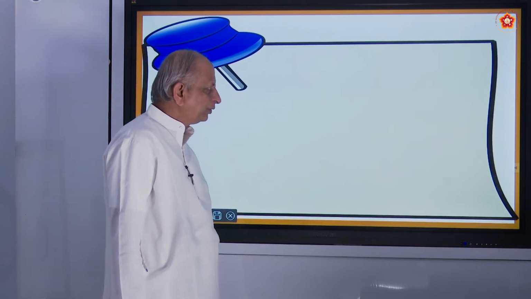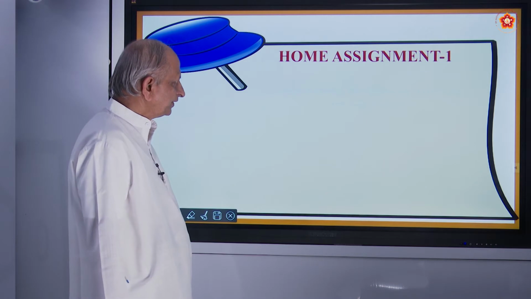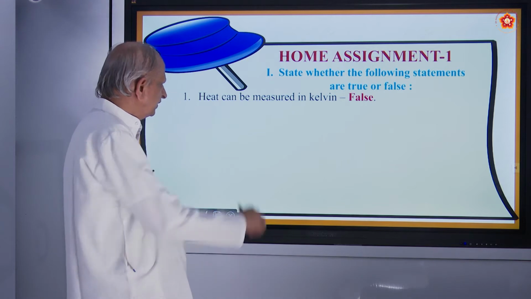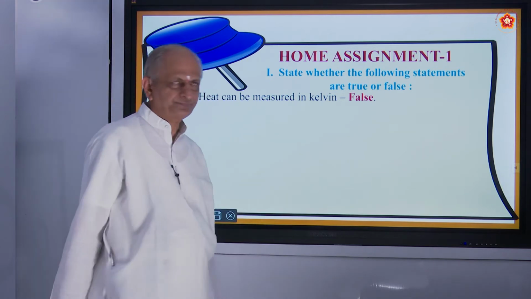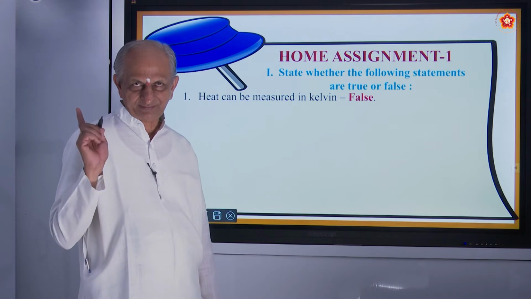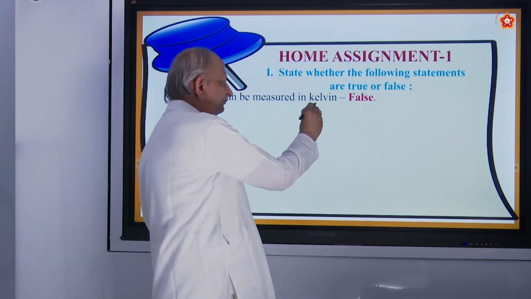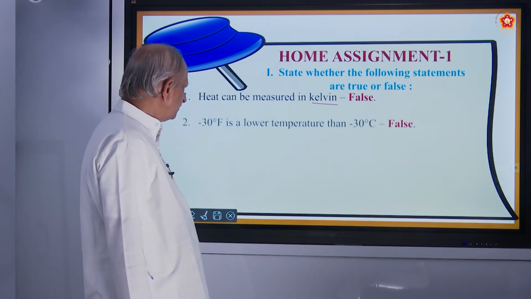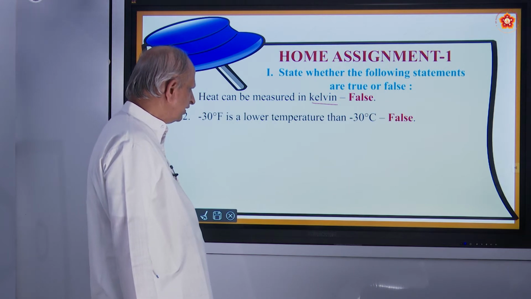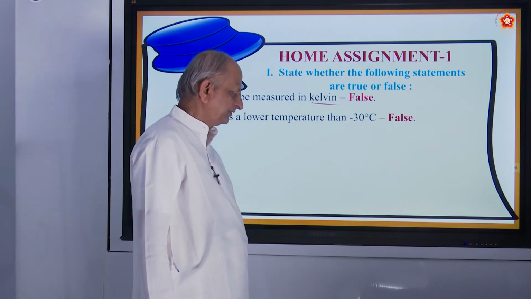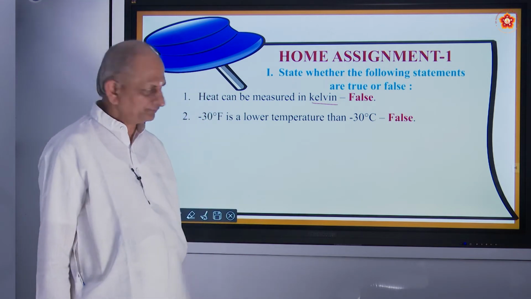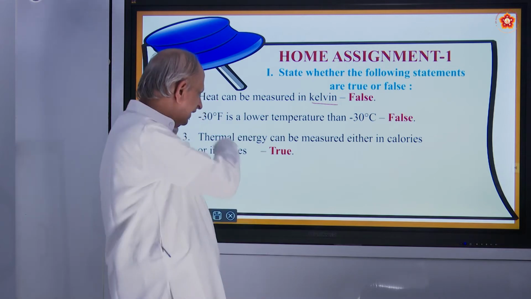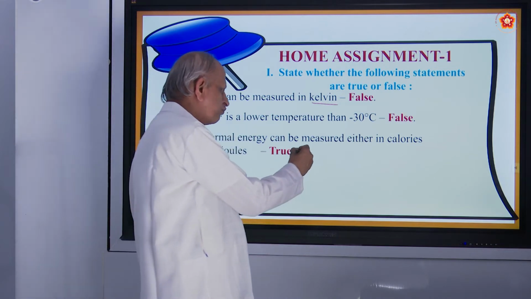Let us glance at the homework. The first home assignment: state whether the following is true or false. Heat can be measured in kelvins. It is false. And what do you measure in Kelvin? In Kelvin we measure temperature. Second one: minus 30 degrees F is a lower temperature than minus 30 degrees Celsius. It is also false. Thermal energy can be measured either in calories or in joules. It is true.